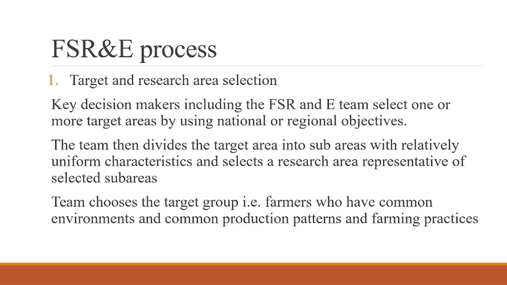The team then divides the target area selected into sub-areas with relatively uniform characteristics, and then selects a research area representative of selected sub-areas. Later, the team chooses the target group in these sub-areas, for example, farmers who have common involvements and common production patterns and farming practices.